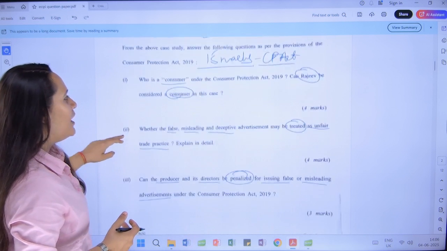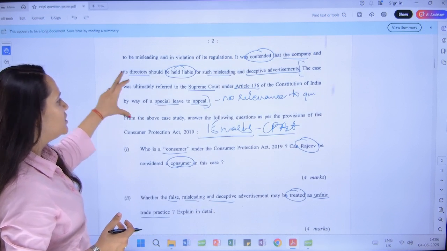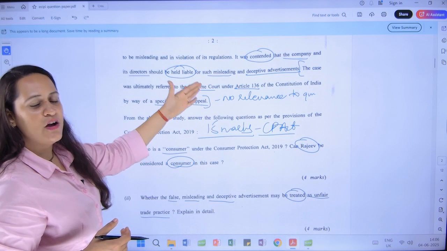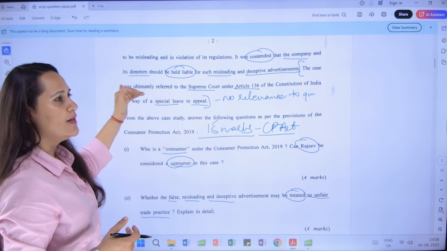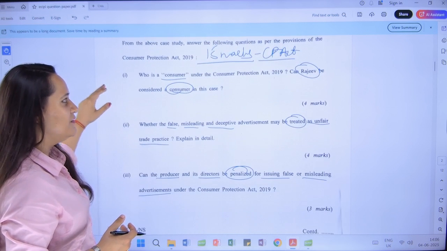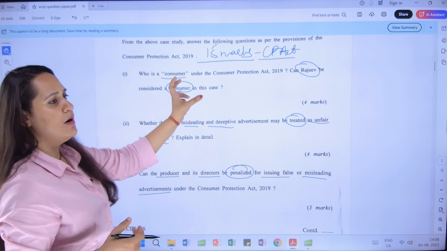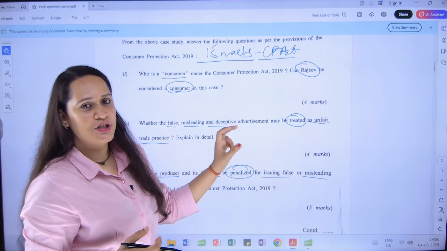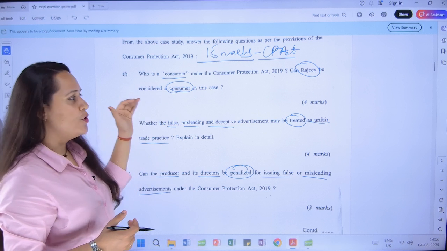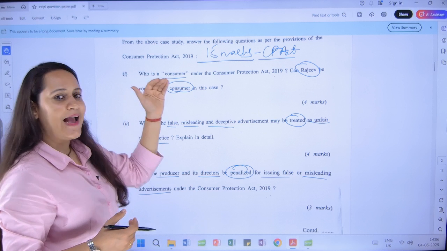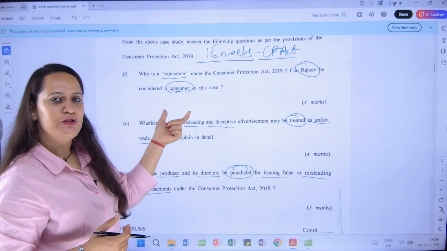They have asked you to, so that part of the question is not relevant for us, where they have filed the appeal, Supreme Court, 136, all that is as of now not relevant for us. They have just given a conclusive end to the question. The ultimate question is 15 marks from the Consumer Protection Act, where the first one is a direct question. They want you to tell who is a consumer and can Rajiv be classified as a consumer or not.